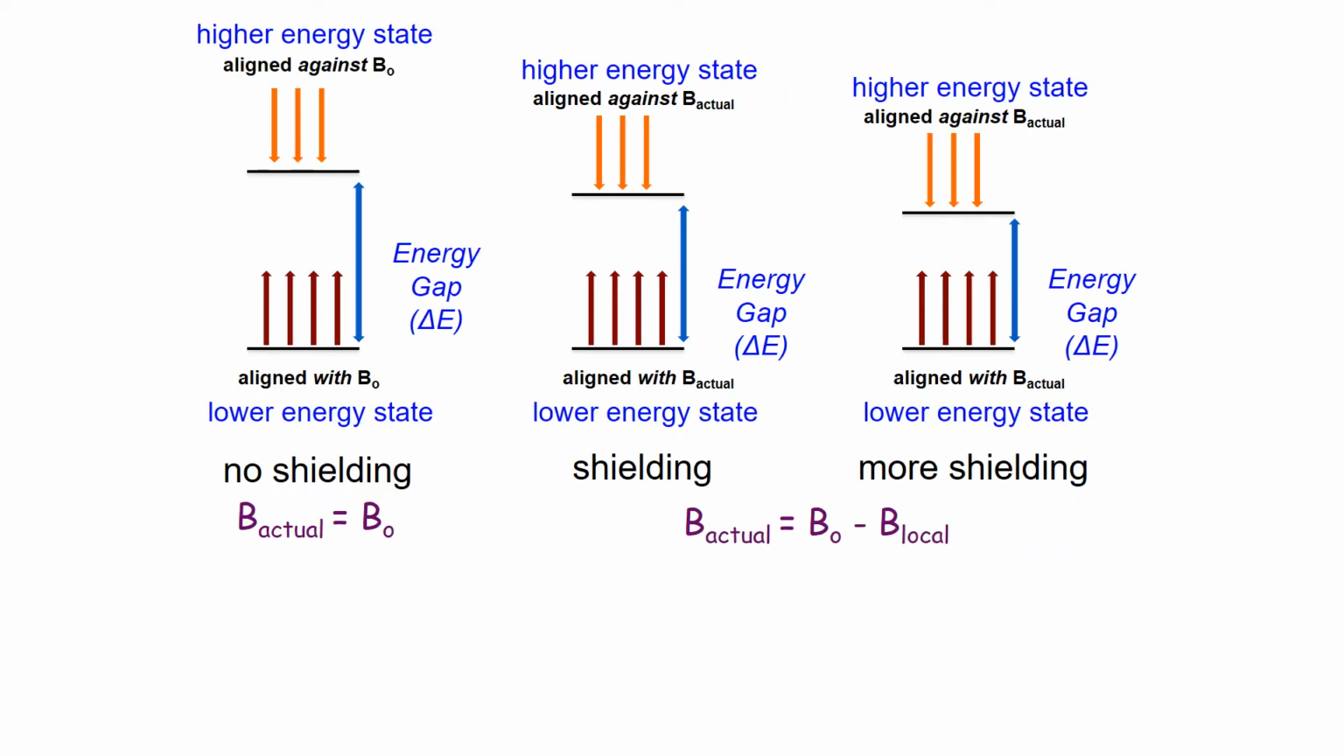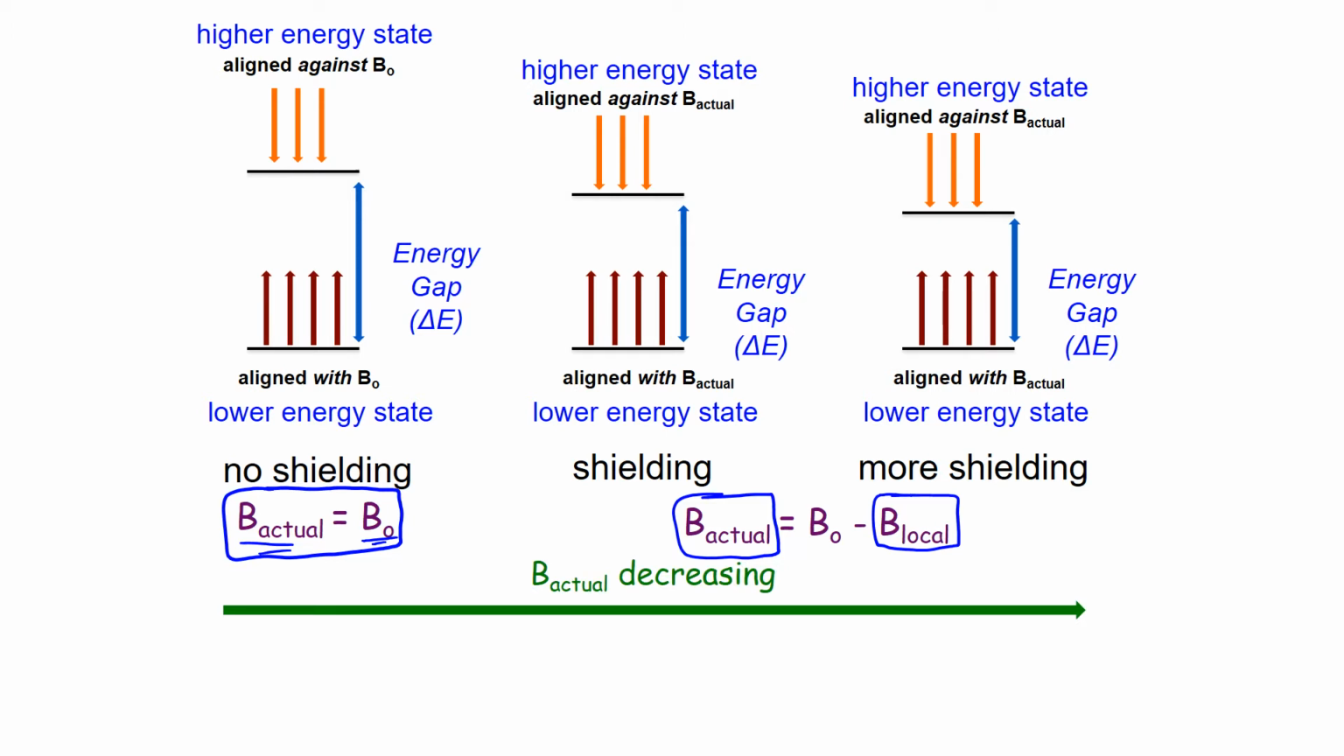So we would say that a completely exposed nucleus that's not being shielded at all would be experiencing the full strength of the external magnetic field. So B actual is the full strength of B naught. But when shielding starts to occur, the actual magnetic field strength is decreased by however much the local magnetic field strength is around that nucleus. And so as shielding increases, the actual magnetic field strength decreases.